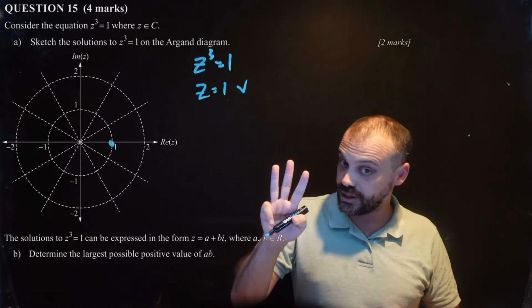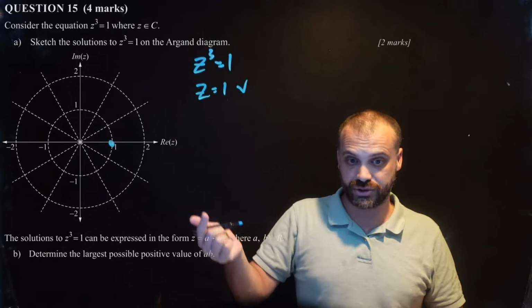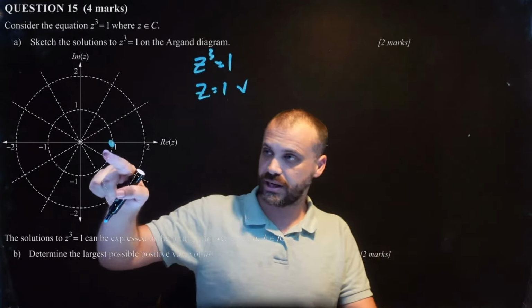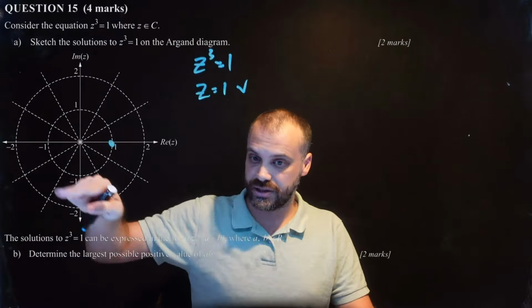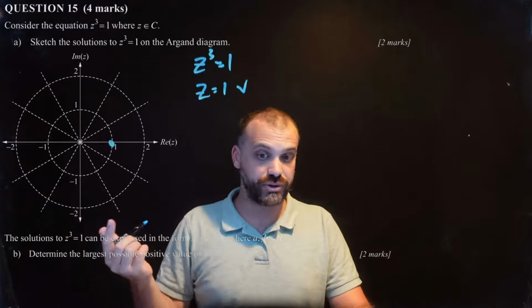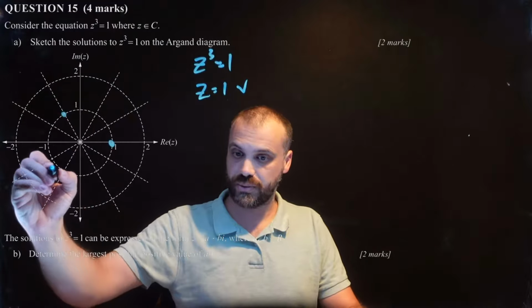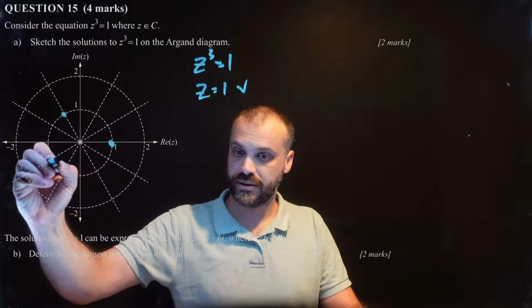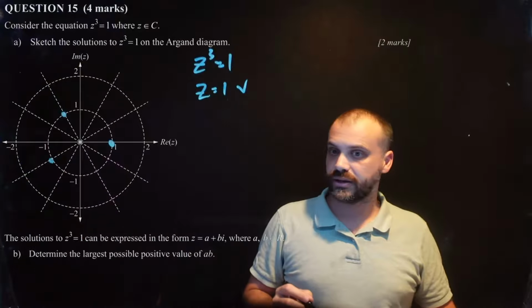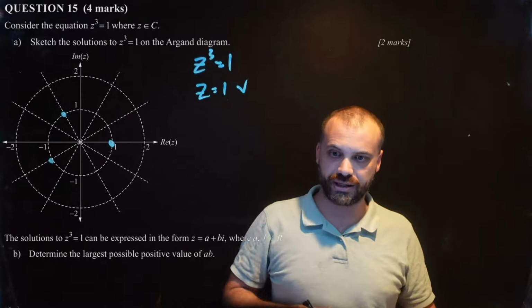Now there's going to be 3 answers, and they're going to be equally spaced around the circle, right? Starting from here, there's 360 degrees in a circle, so my answers are going to be 120 degrees apart. So there's going to be one answer here, and one answer right here. That sketches the solutions to z cubed equals 1 on the Argand diagram.